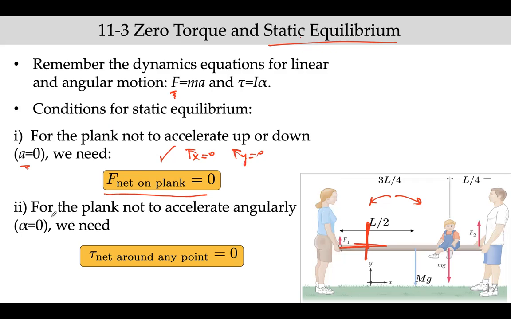And the second condition is for the plank not to accelerate angularly, we need zero angular acceleration. So if you need zero angular acceleration, then you need zero net torque. So the net torque should be 0. If these two conditions are satisfied, then that means static equilibrium.